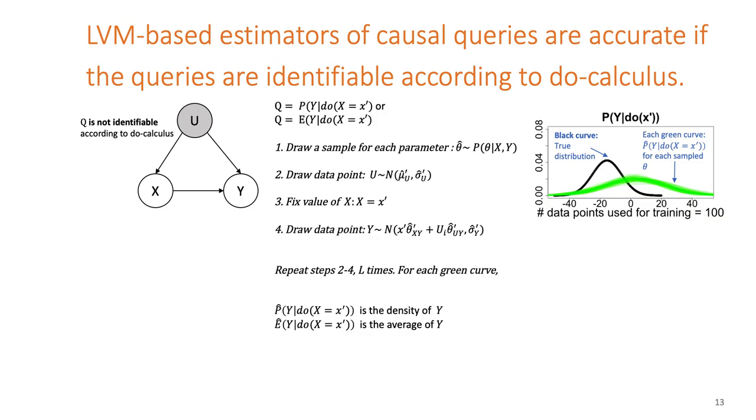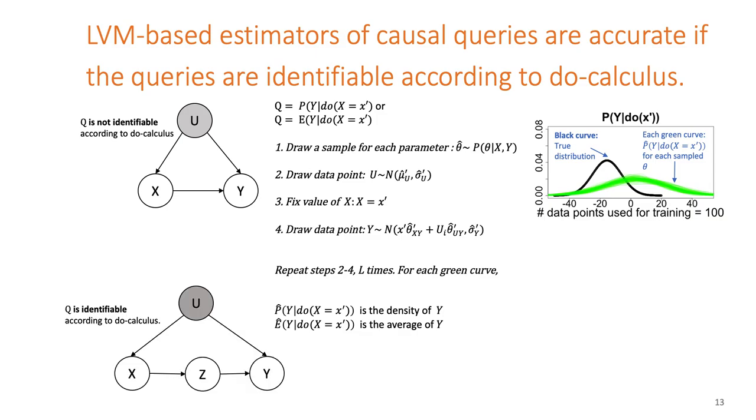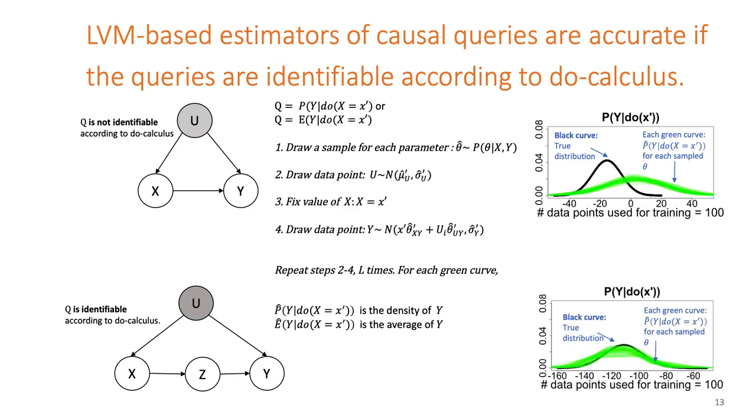We can see that the estimated curves do not represent the true curve well. Now imagine a situation where there is a mediator z between x and y. In this case, the queries of interest are identifiable. If we repeat the same sampling procedure, this time the green curves will represent the true distribution well. Hence, with this simple example, we showed that the LVM-based estimators of causal queries are accurate if the queries are identifiable according to do calculus.